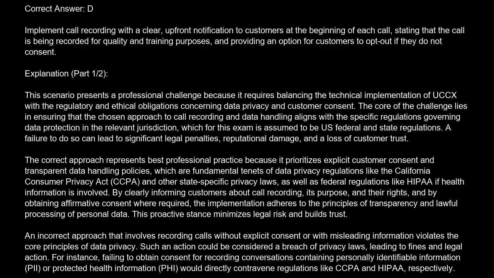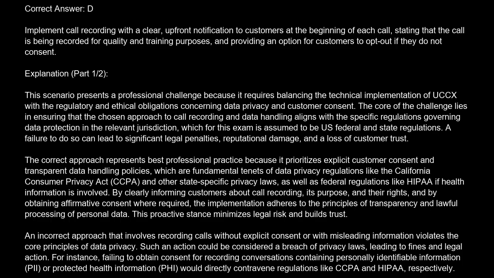of customer trust. The correct approach represents best professional practice because it prioritizes explicit customer consent and transparent data handling policies, which are fundamental tenets of data privacy regulations like the California Consumer Privacy Act, CCPA, and other state-specific privacy laws, as well as federal regulations like HIPAA if health information is involved. By clearly informing customers about call recording, its purpose, and their rights, and by obtaining affirmative consent where required, the implementation adheres to the principles of transparency and lawful processing of personal data. This proactive stance minimizes legal risk and builds trust.